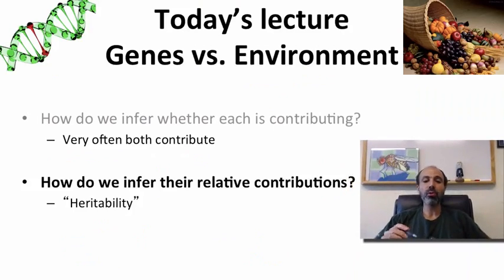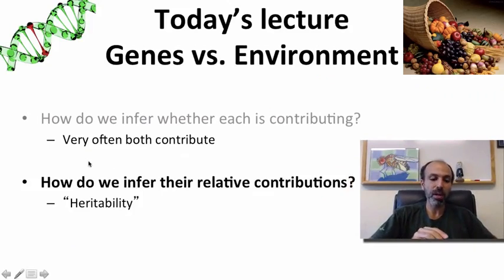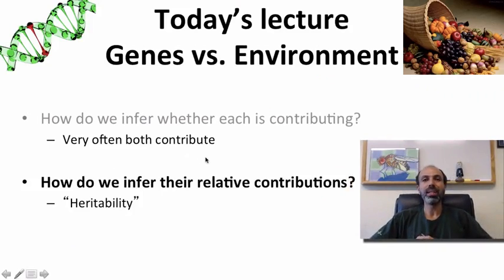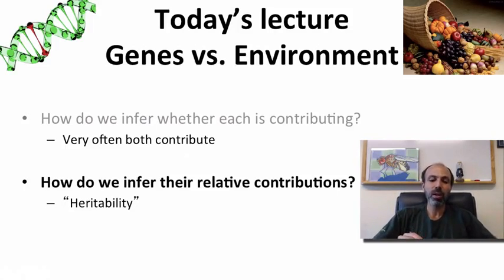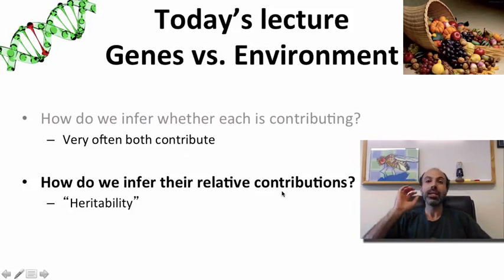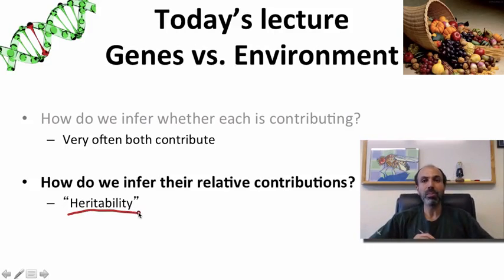Now again, when we're inferring whether genetics or environment contribute, very often the answer is that both are contributing. In that regard, it's not really that satisfying to just say yes, there's a genetic component, or yes, there's an environmental component. It's much more satisfying to infer their relative contributions. To say that for a particular trait, 90% of the variation you see is genetic, or 90% of the variation you see is environmental. Well, this comes to the concept that we'll refer to as heritability.